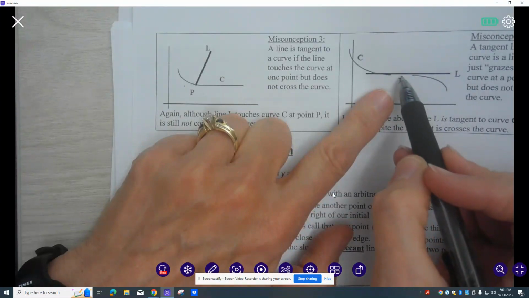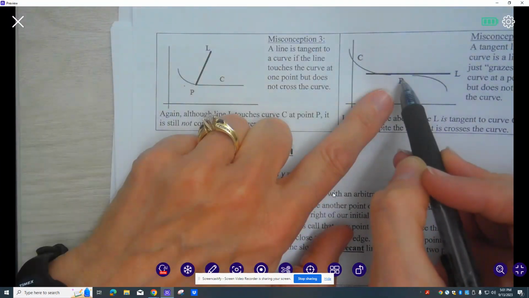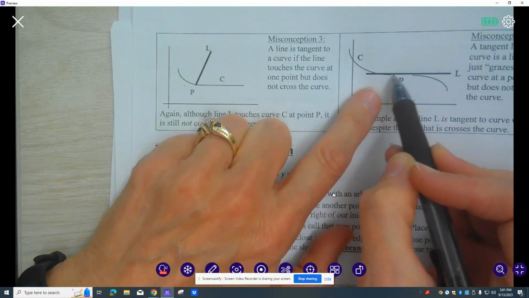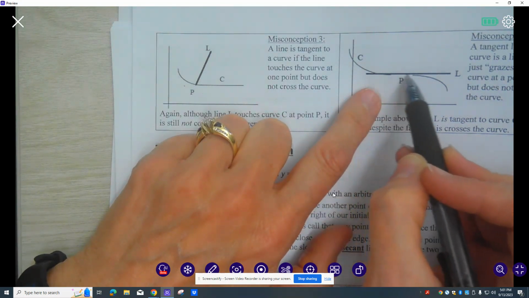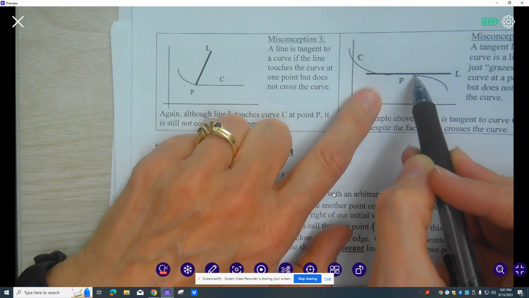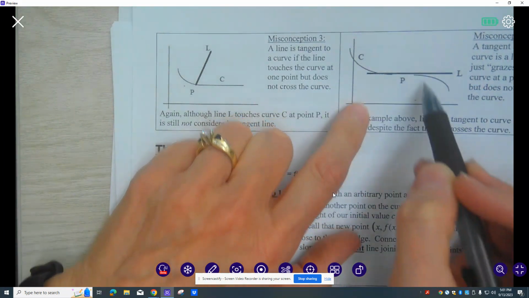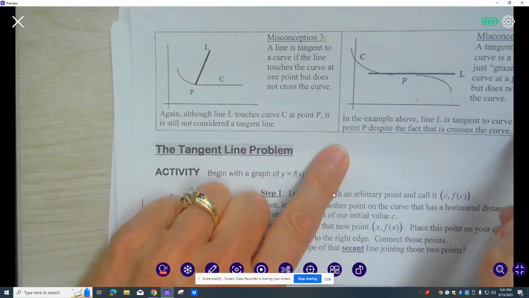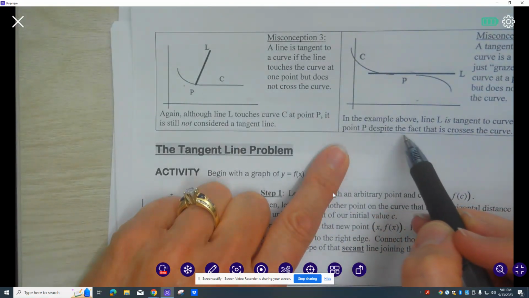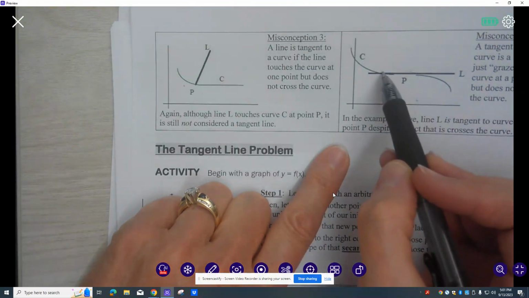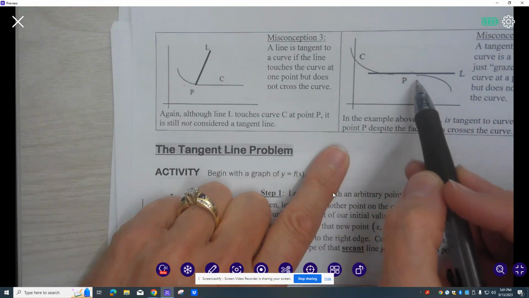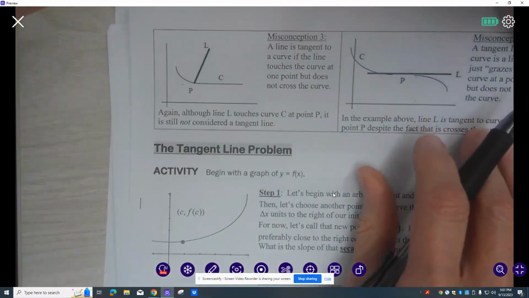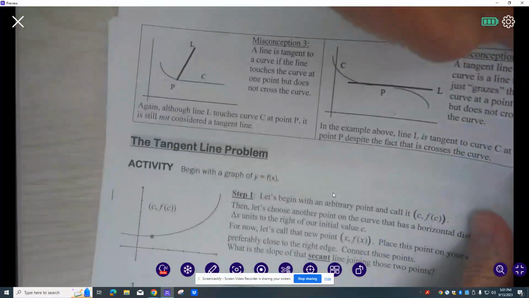At point P, this is a tangent line. It looks like it's touching the curve at multiple points, but if you zoomed in, you would see that it's just at a point. It says line L is tangent to the curve C at point P, despite the fact that it crosses the curve out here. So this is one where you'd have to zoom in very closely at point P.